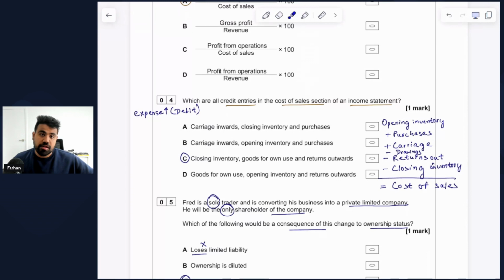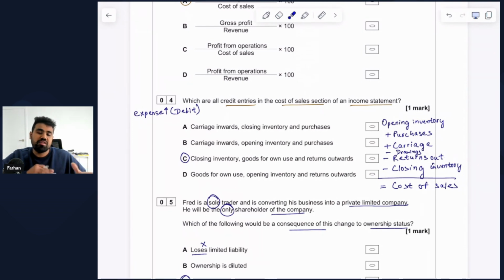Cost of sales can be calculated by starting with the opening inventory, then adding purchases, then adding the carriage inwards. Now, carriage inwards refers to the cost of transport of goods into a business, which is obviously part of purchases, and then subtracting any drawings, which refers to withdrawal of any inventory from the business for private or personal use, then we are subtracting return outwards.